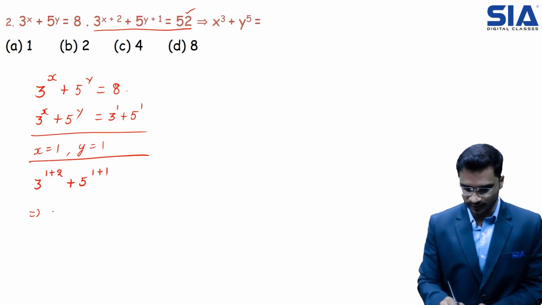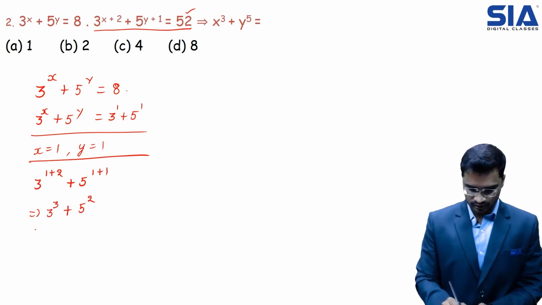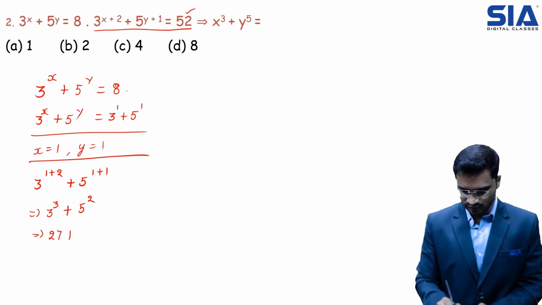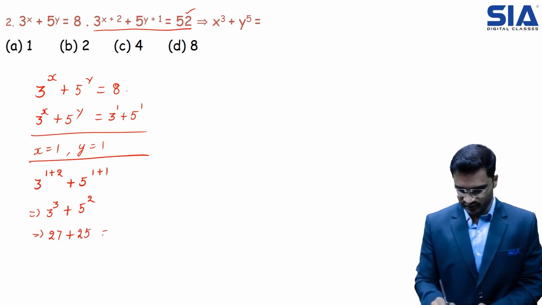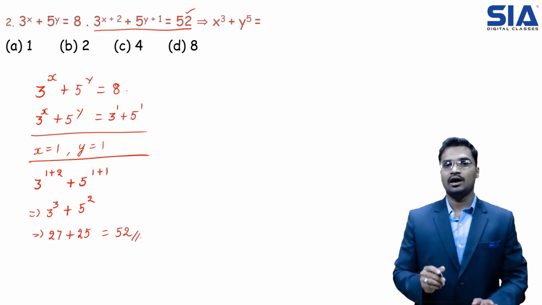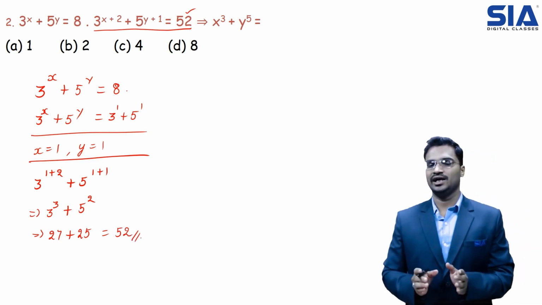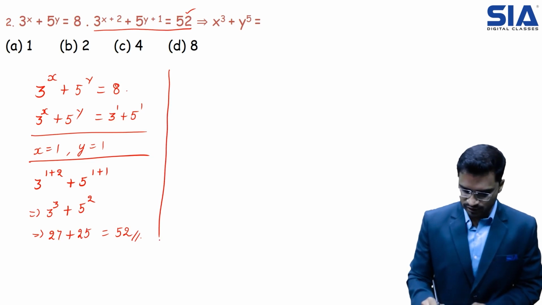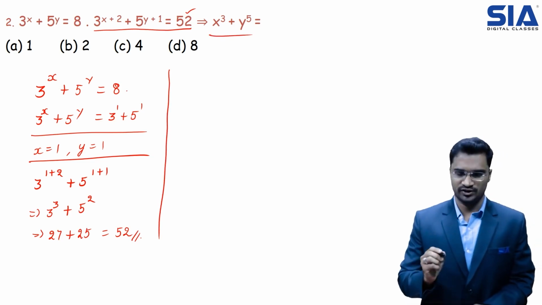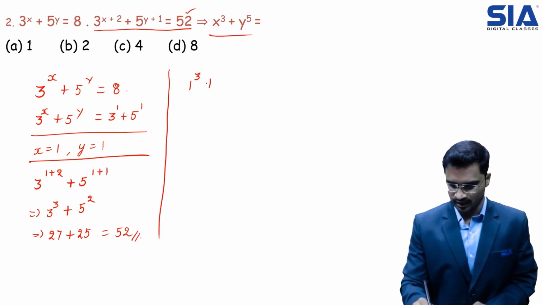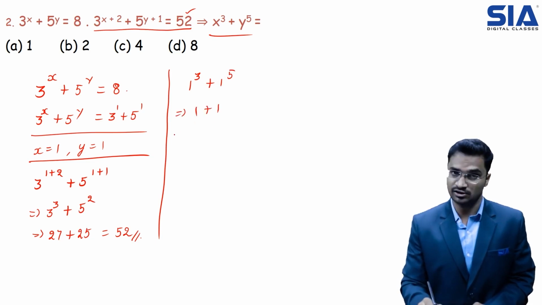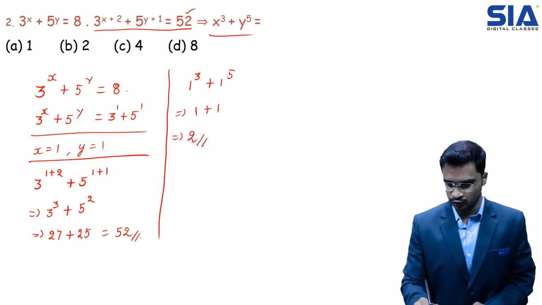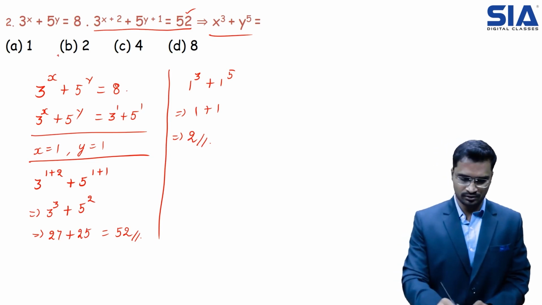Now 3 to the power of 3 plus 5 to the power of 2. 3 cube is 27. 5 square is 25. 27 plus 25 gives me an answer of 52. So our x and y values are exactly correct. Now let us substitute in the required equation. So 1 cube plus 1 to the power of 5. 1 cube is 1 and 1 to the power of 5 is also 1. 1 plus 1 is 2. So our answer is 2, which is option B.